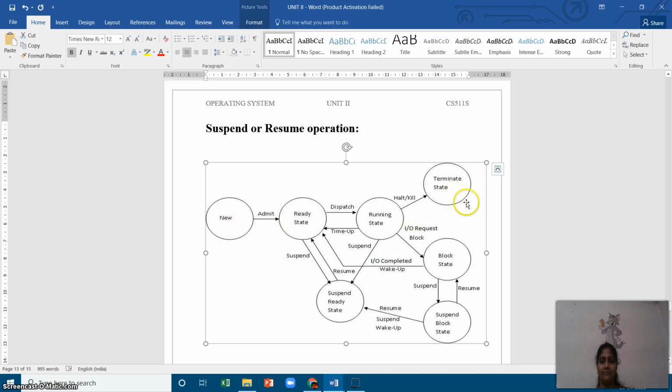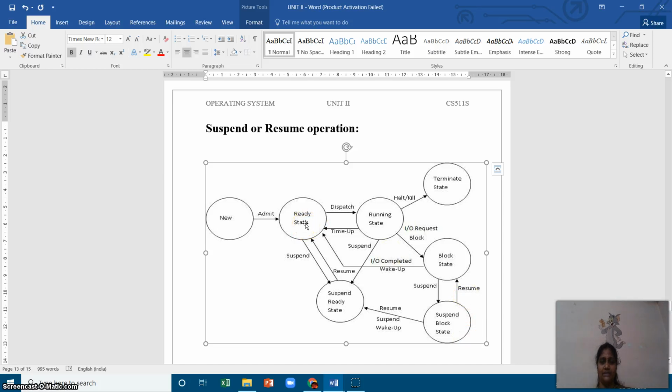In the same diagram we are going to include two more states. One is called the suspended ready state. The other one is the suspended block state. So when it will be coming to your suspended ready state and when it will be coming to your suspended block state, now we can see.